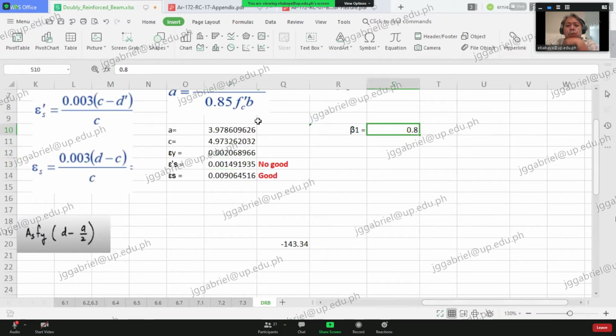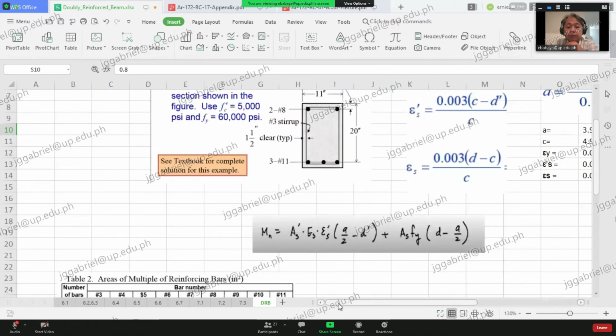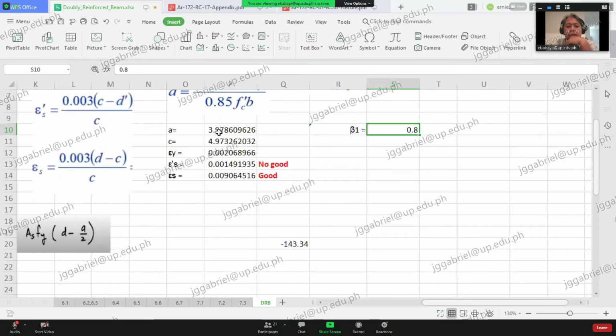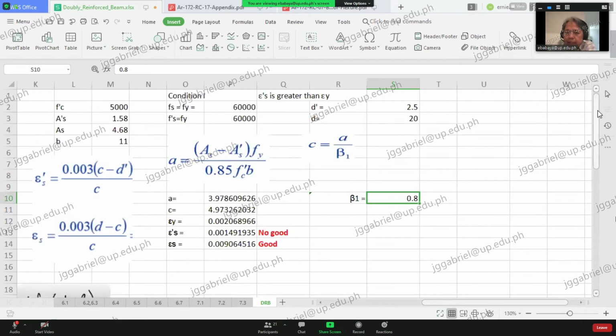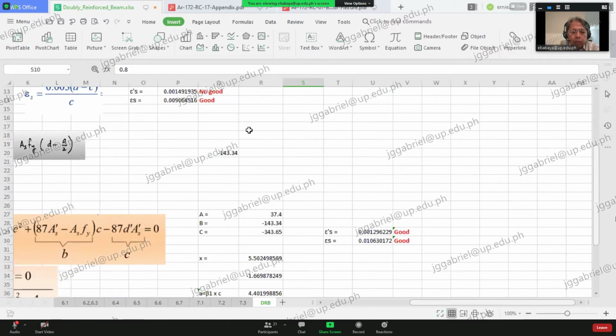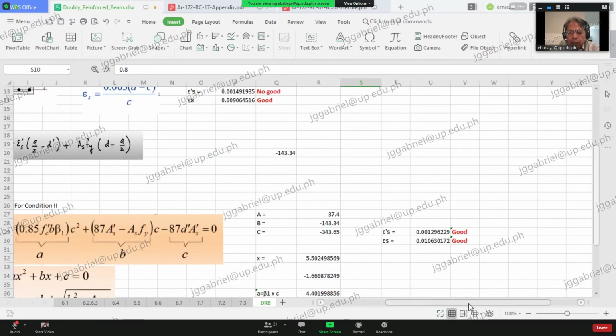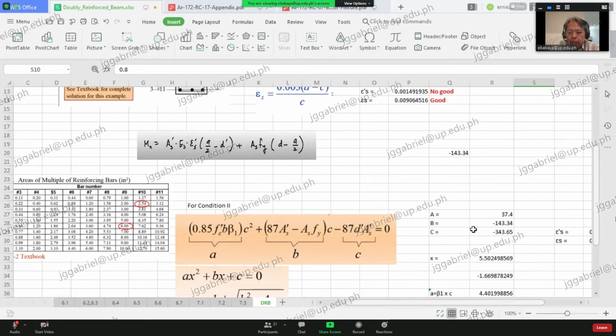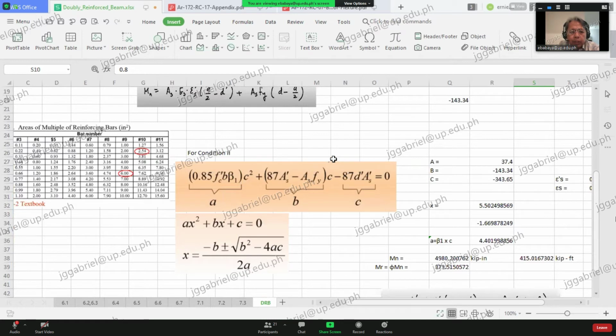So, our beta 1 is 0.8 now. This is according to the value of our f prime of C. Okay. And having this condition, actually the compression reinforcement is not yet yielding. So actually it is in condition 2. Since it is in condition 2, we use this formula. Ito ang gamitin nating formula.